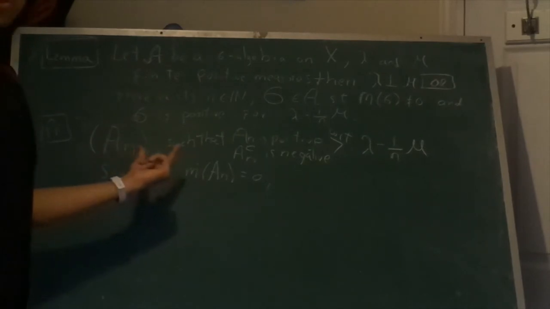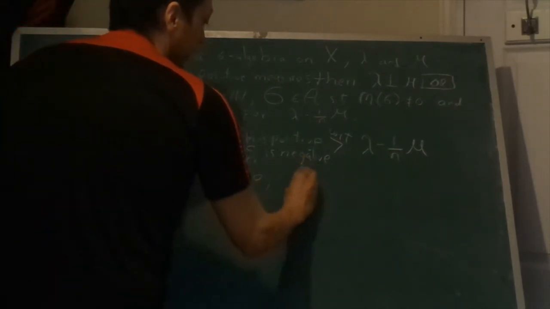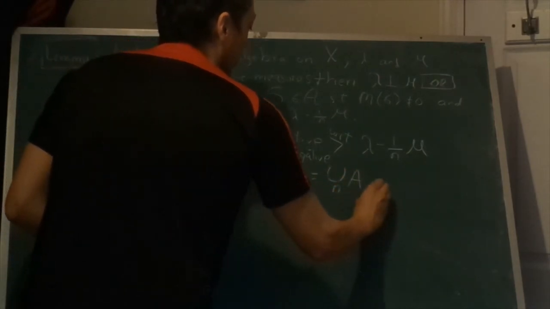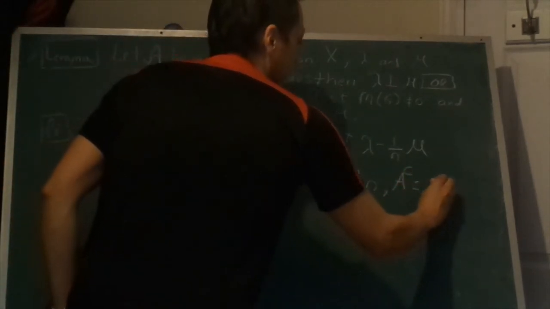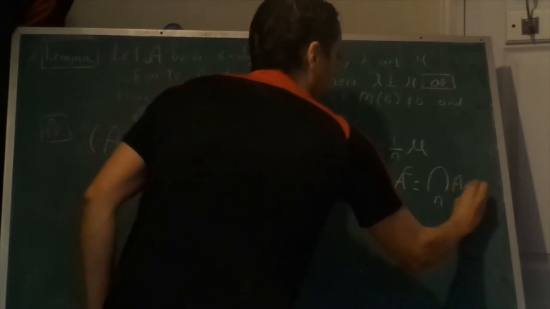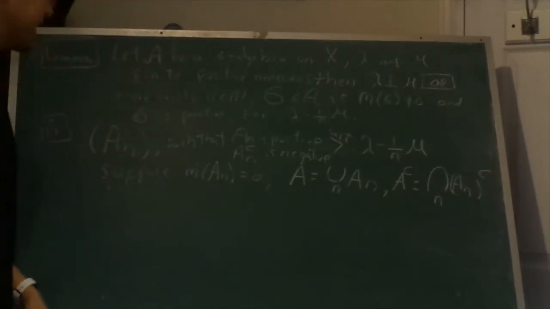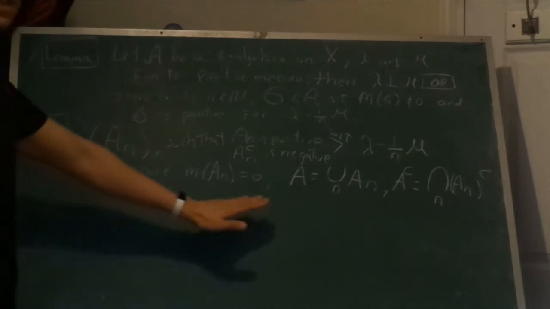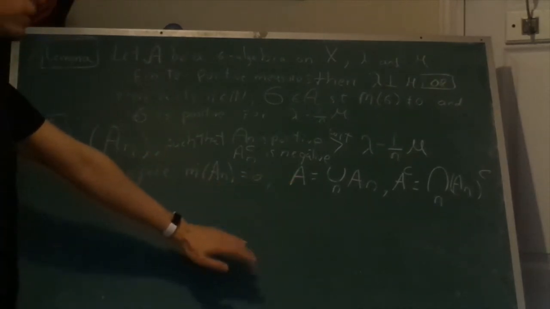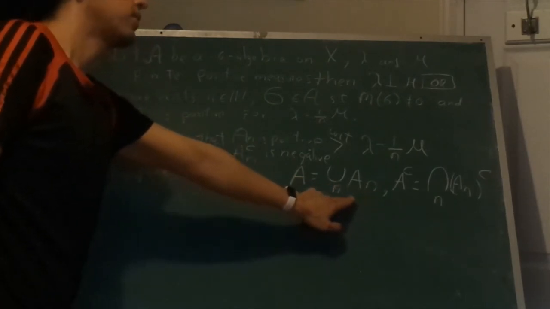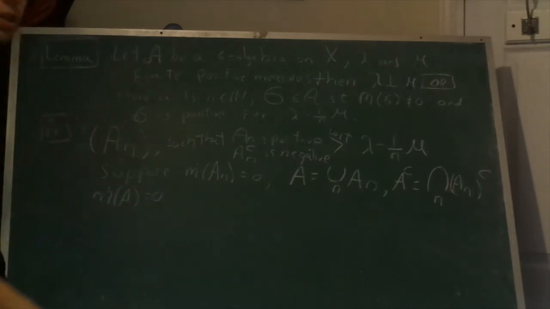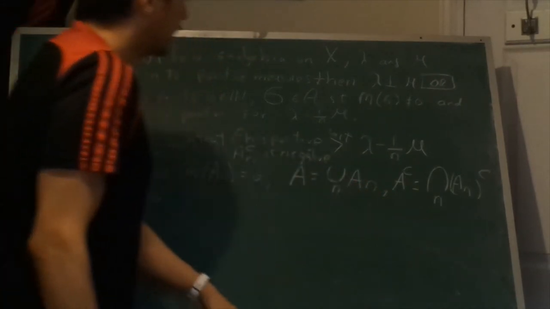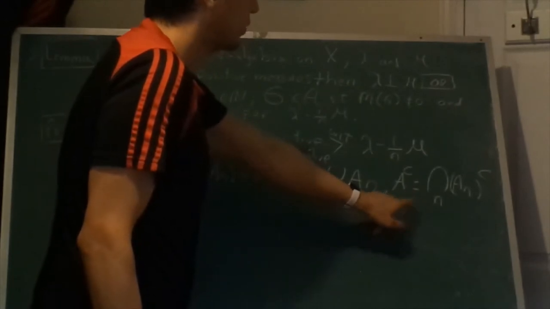By this construction, we are forced to do only one thing. Let's make A be the union of all the A_n. And we can write its complement as the intersection of the A_n complements, by De Morgan's laws. Notice that on A, mu is zero, because it's covered by sets where mu is zero. So mu of A is zero. There's nothing left to show. Now, what happens with lambda on this set?